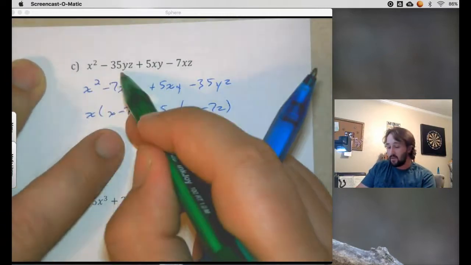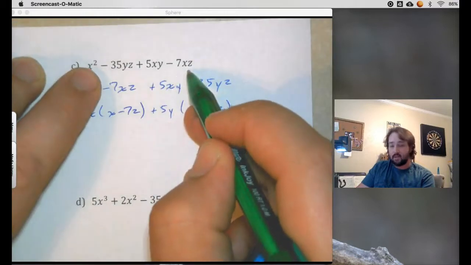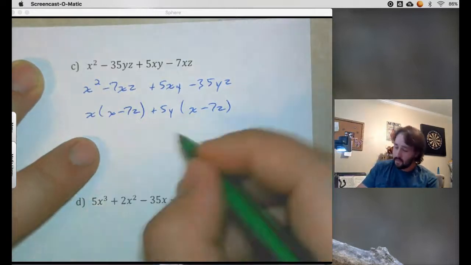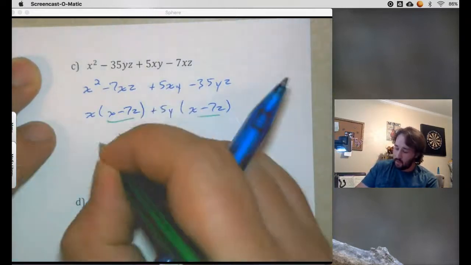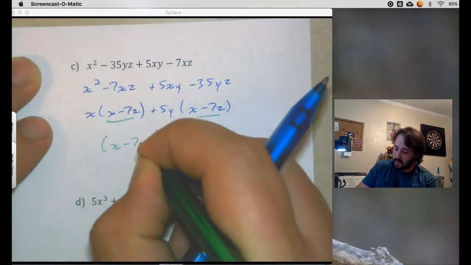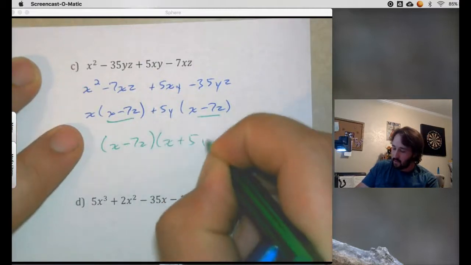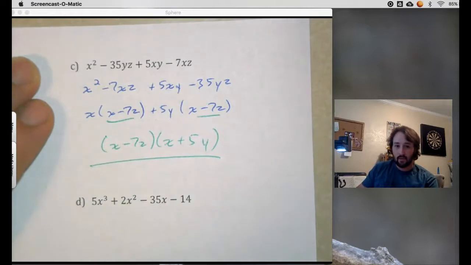So I know these first two didn't work. You could try the outside two and the inside two. Maybe we'll get to one in this video that we have to do that. So now, since these factors are the same, I will pull it out front. So x minus 7z, and then I'm left with the x plus 5y. There it is, factor complete.